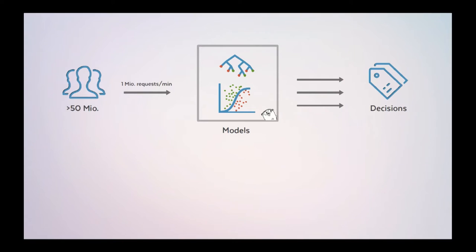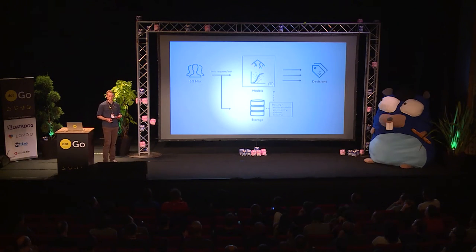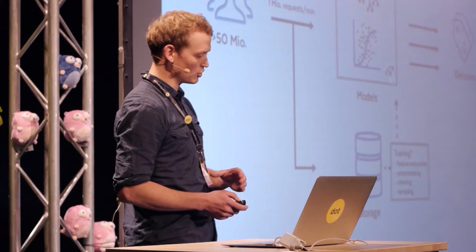To accomplish that, we're using Go because it allows us to easily build high-performant concurrent systems that deal with this kind of load. To use the models, we need to train them first. For that, we're using historical data stored in Hadoop. Since we're using Go at runtime, we'd also like to use Go for the model training. But there are some problems here.